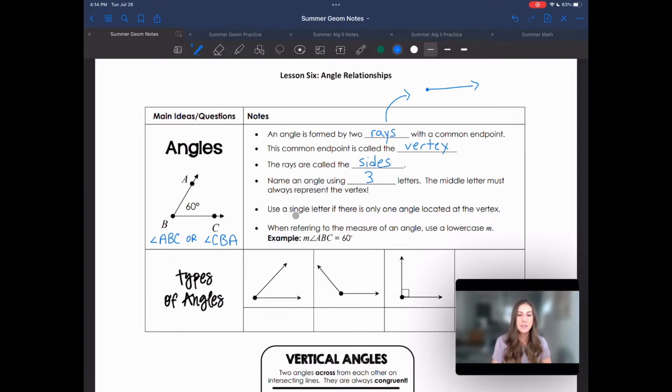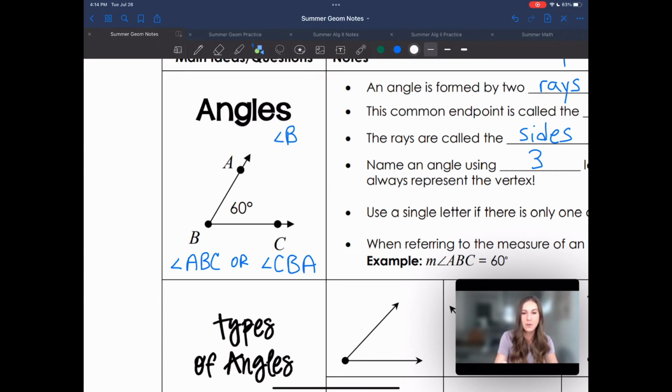This part right here says use a single letter if there is only one angle located at the vertex. So actually in this example, I could also just call this angle B. Okay, so you could technically also call it, I'll just write it here, angle B. And that would be acceptable. You might be like, well, why do the 3 letters if I can just say angle B? You want to know how to do both, because what if it looked like, let me zoom in here a little bit. What if I extended this line like this? Okay, just go with me here. And let's say I put another point on it. Let's just call it D because we haven't used that yet. And this were my picture.